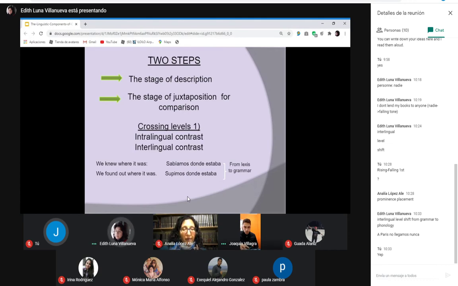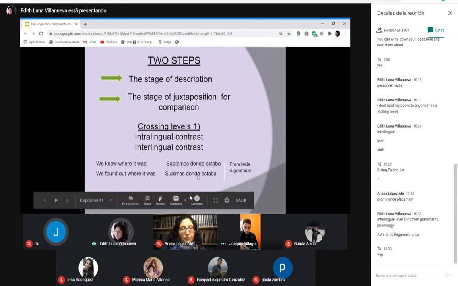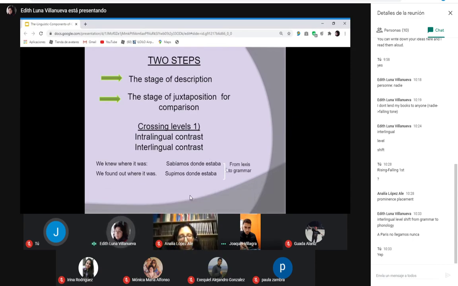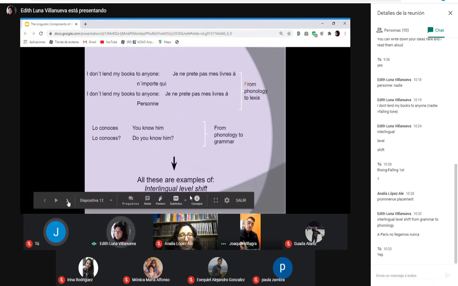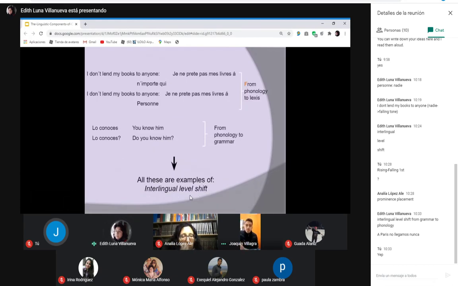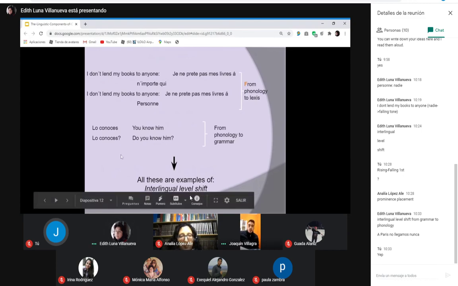So if we invert, am I saying it right? If we change the order, if we analyze Spanish first and then English, we would have an interlingual level shift from grammar to lexis. Is it clear how I'm doing this procedure of analyzing contrasts and crossing levels? Yes. Okay, second example.